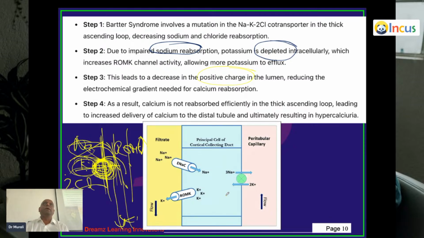I'll summarize. In Bartter, or if you give a loop diuretic, first thing that will happen: sodium reabsorption is affected, sodium is lost into urine and there is a decreased amount of sodium. If sodium is not available, potassium does not enter the cell, and that is the reason intracellular potassium levels are diminished. That will stimulate the ROMK. ROMK will cause efflux of potassium out of the cell, and that will decrease the positivity of the cell membrane. That in turn will affect calcium reabsorption, and calcium is lost into urine.